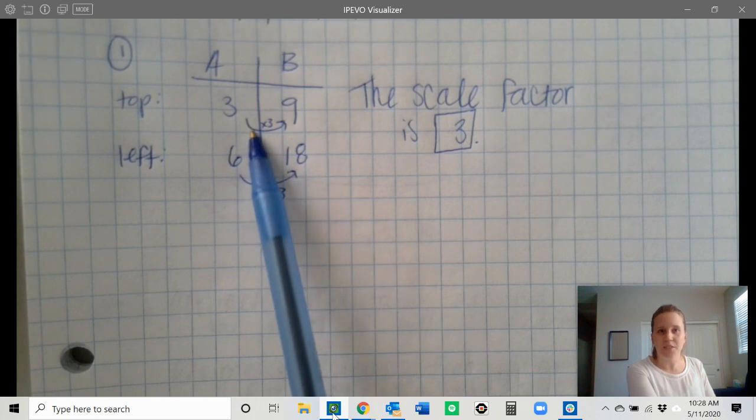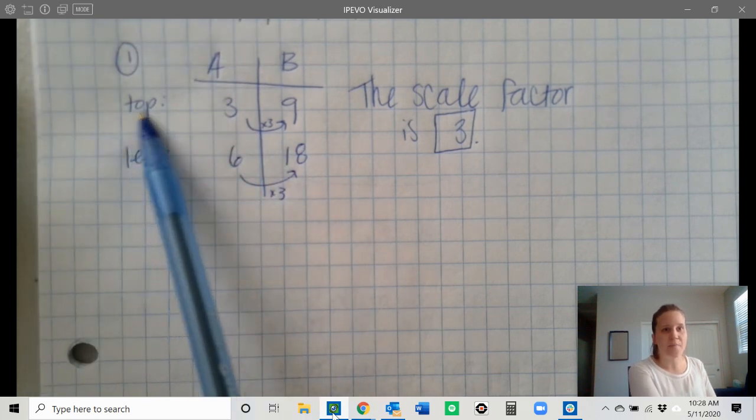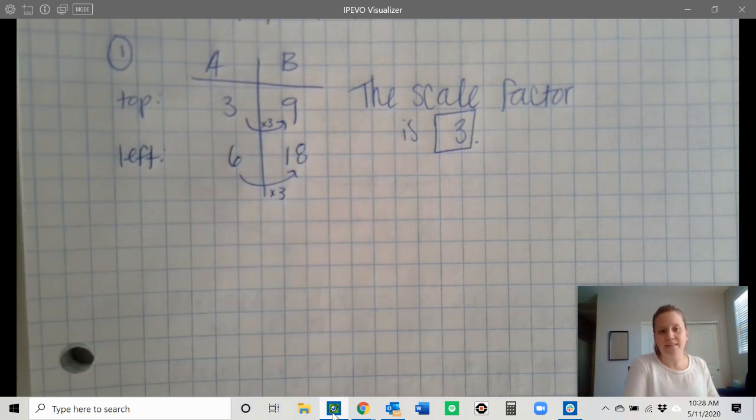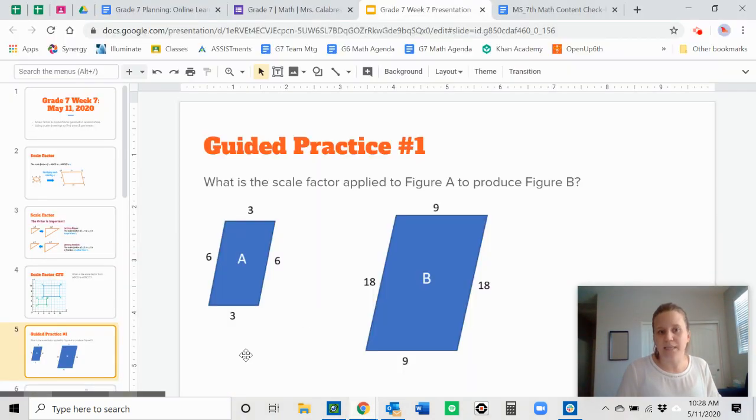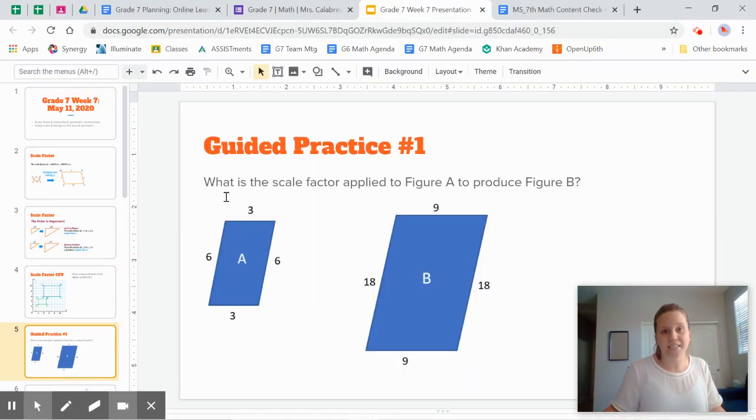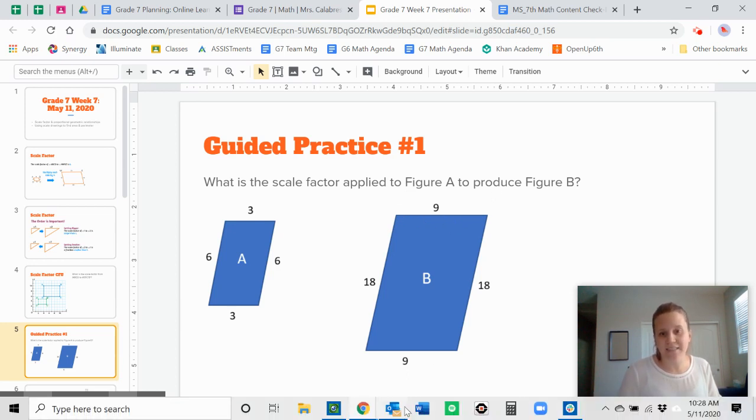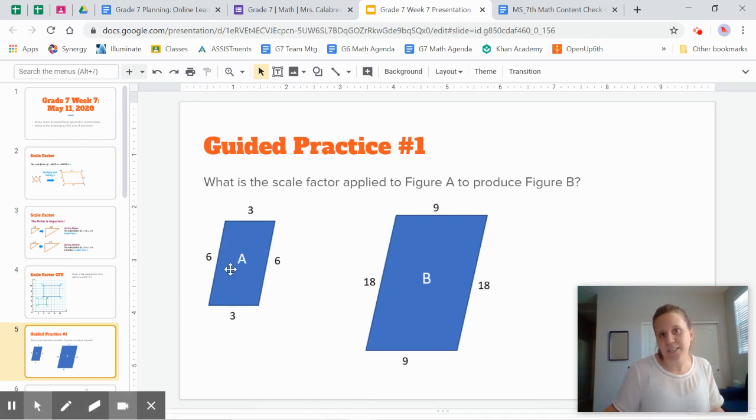So let me look at the corresponding sides. I know the top of A was 3, and the top of B was 9. Let me show you one more time. The top of A is 3, and the top of B is 9. These are called corresponding sides. And same thing, I did the left side also. So the left side of A is 6, and the left side of B is 18.